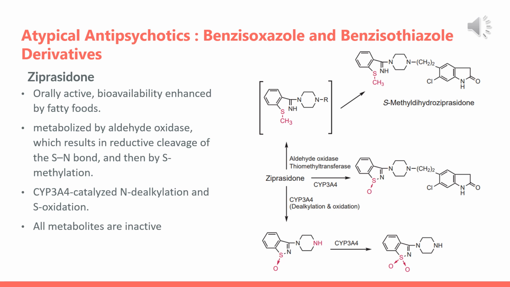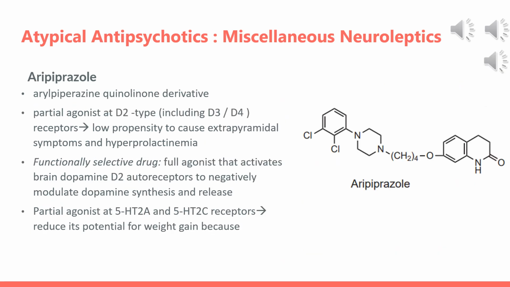Moving on to the miscellaneous neuroleptics, we are going to start with aripiprazole, which is an aryl piperazine quinolone derivative. It's a partial agonist at D2 type with D3 and D4 receptors, whereas D2 antagonism or inverse agonism produces extrapyramidal and hyperprolactinemia side effects. In fact, the D2 type functional activity of aripiprazole depends on the anatomic location and type of cell that expresses the D2 type receptor. That is, aripiprazole is a functionally selective drug.